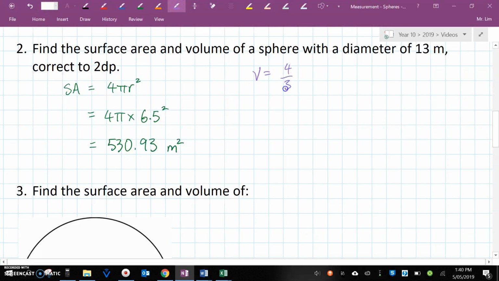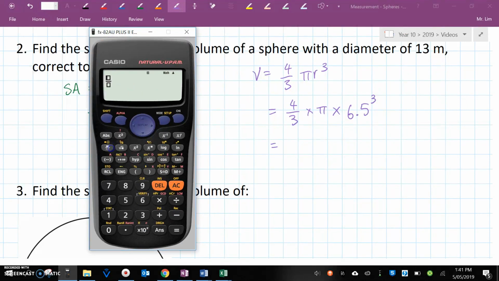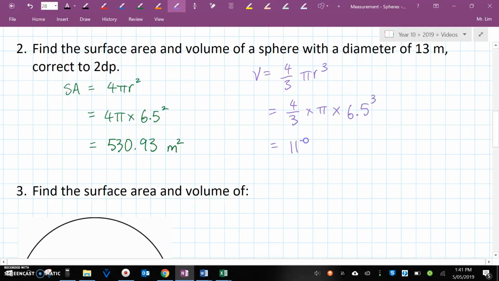Volume is 4 over 3 pi r cubed. So that equals 4 over 3 times pi times 6.5 cubed. Okay, we want the radius, not the diameter. Four over 3 times pi times 6.5 cubed is 1150.35 meters cubed.